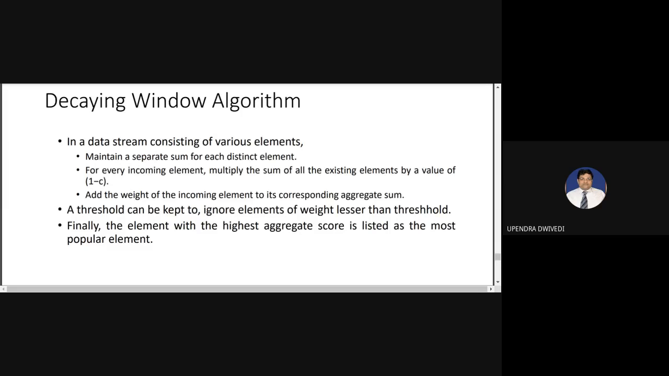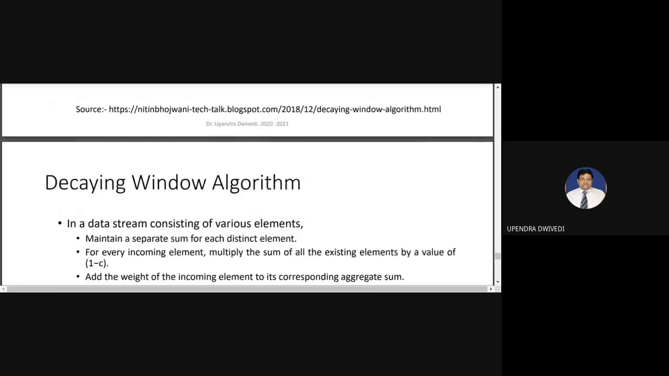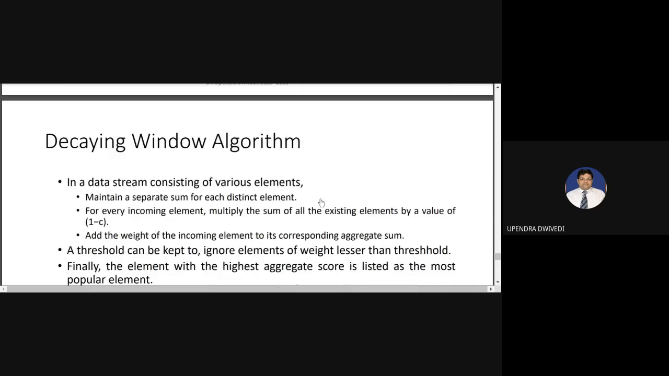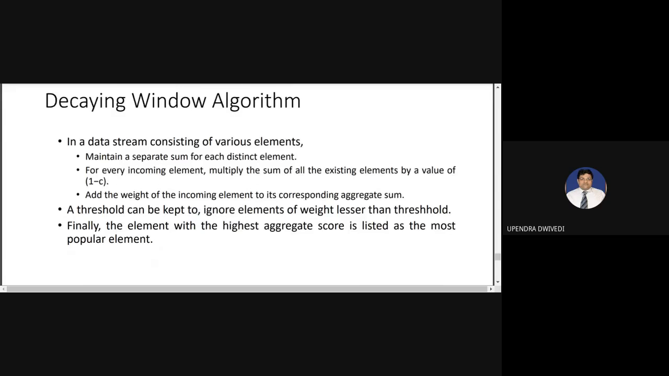Now, for every incoming element, multiply the sum of all existing elements by a value of 1 minus c. So when we receive a new element, we multiply their aggregated sums by 1 minus c, where c is a constant in the order of 10 power minus 6 or 10 power minus 9, and then add the weight of the incoming element to its corresponding aggregated sum.